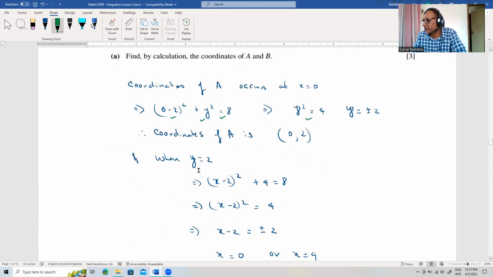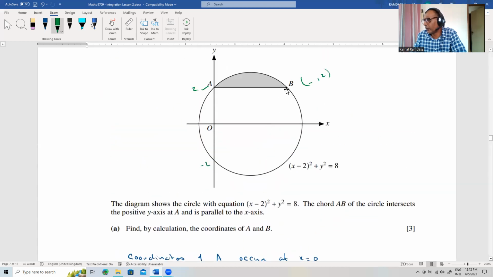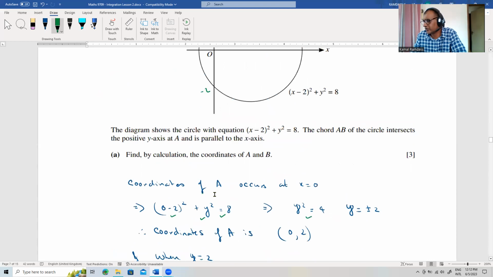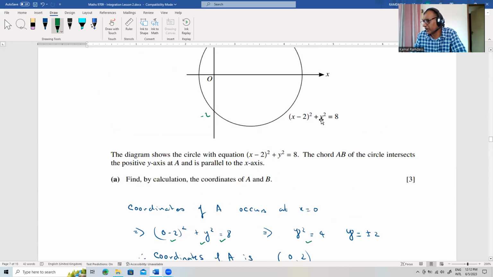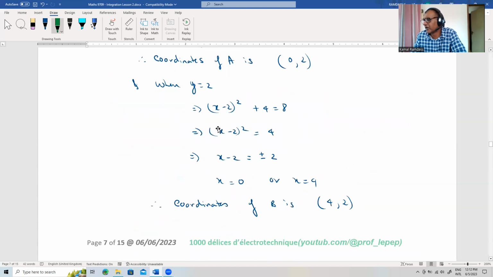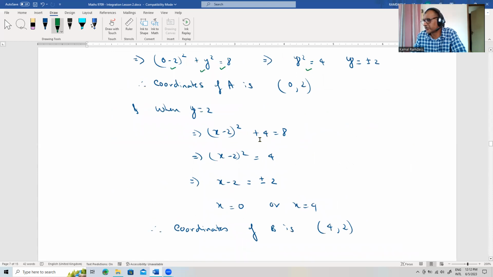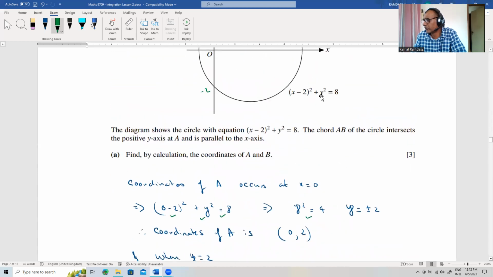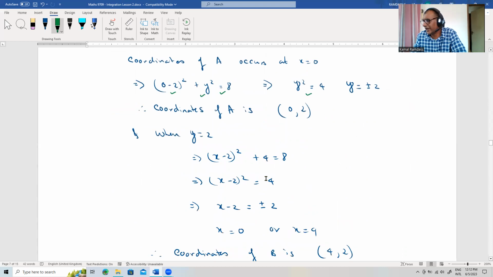Bon, when y is equal to 2, x coordinate of B là, ça veut dire, je remplace y is equal to 2 dans l'expression là, et je solve pour x. X minus 2 to the square plus 4, 2 to the square means 4, is equal to 8. X minus 2 to the square is equal to 4. X minus 2 is equal to plus or minus 2. X est égal à 0.